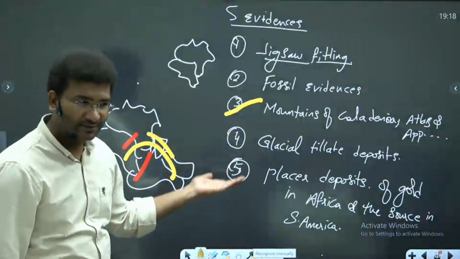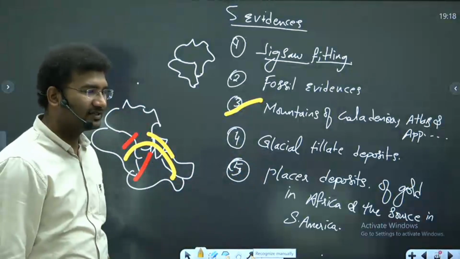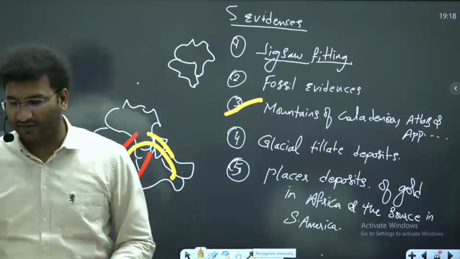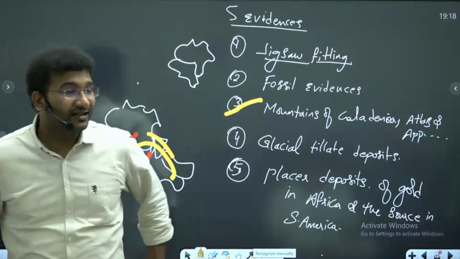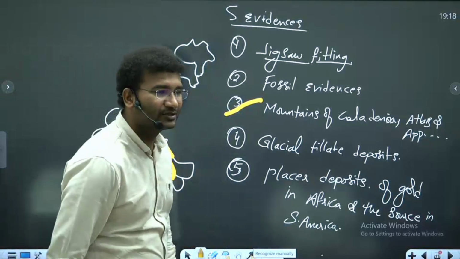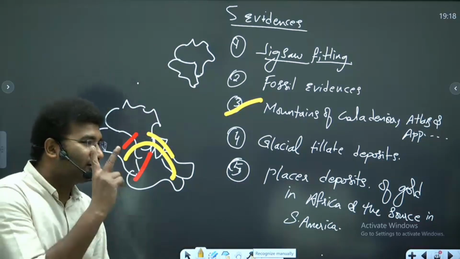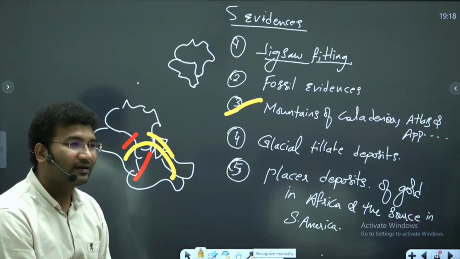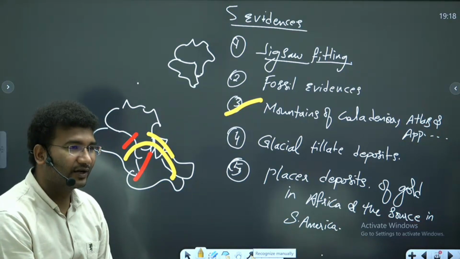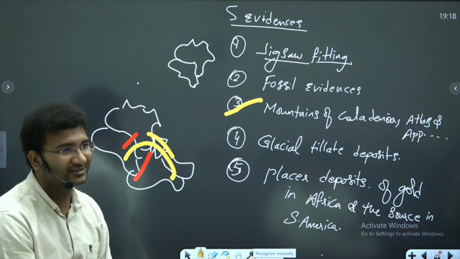Glacial tillite deposits, पता है आपको. And the last one is placer deposits between these 2 continents. Now, these are the 5 evidences he gave. But when he is asked what are the forces of drifting, which forces are the ones which are drifting these continents, he said 2. 1, tidal force. Okay? And the other one is polar fleeing force.